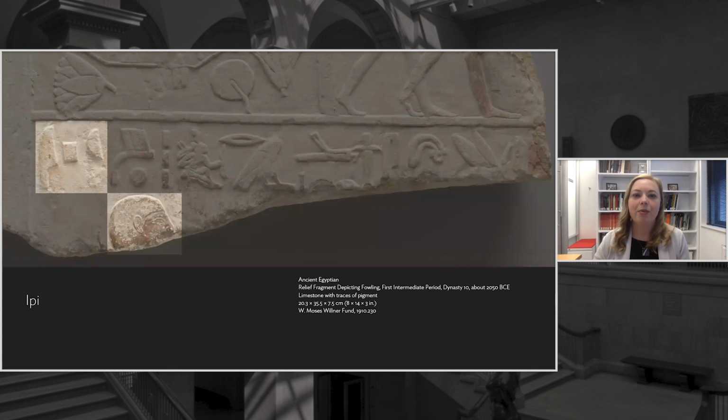This example was made for a man named Ipi, who lived around 4,000 years ago. You can still see a portion of his head at the bottom of the fragment. This is where he would have been depicted seated, receiving the goods being offered to him. His name is written in hieroglyphs in the highlighted portion above.